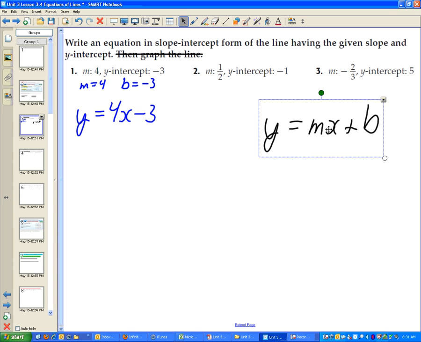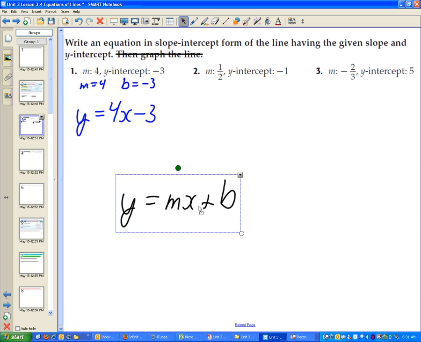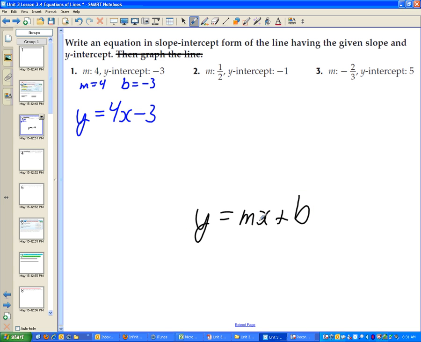All right. Let's take a look at number 2. This time they're telling us that the slope equals 1/2 and that the y-intercept, b equals -1. Substitute. Y equals 1/2 x minus 1. We good? All right, go ahead and do number 3.